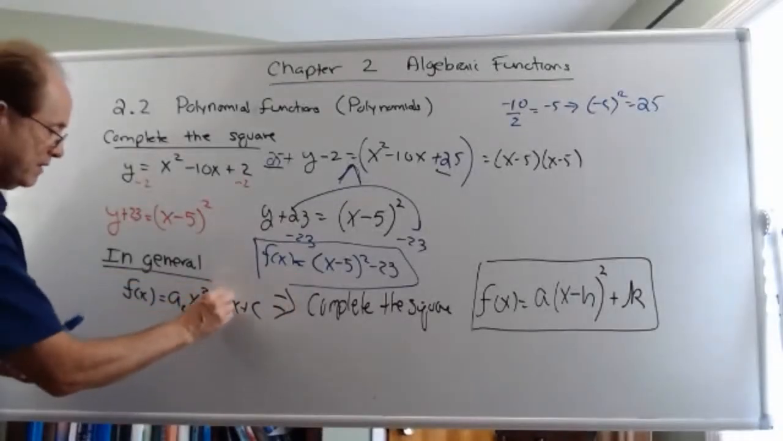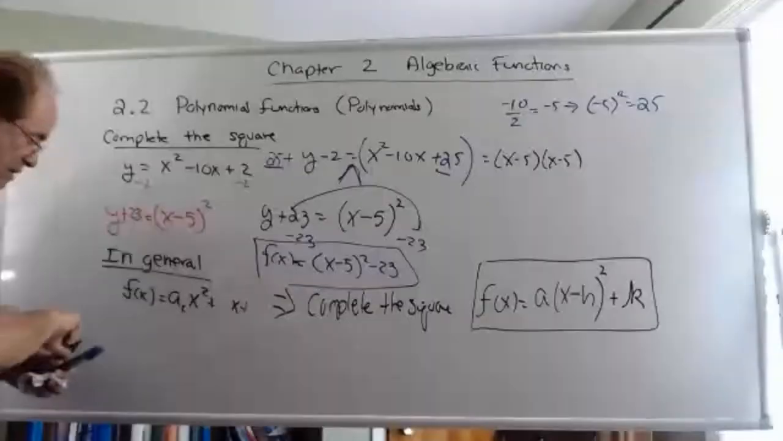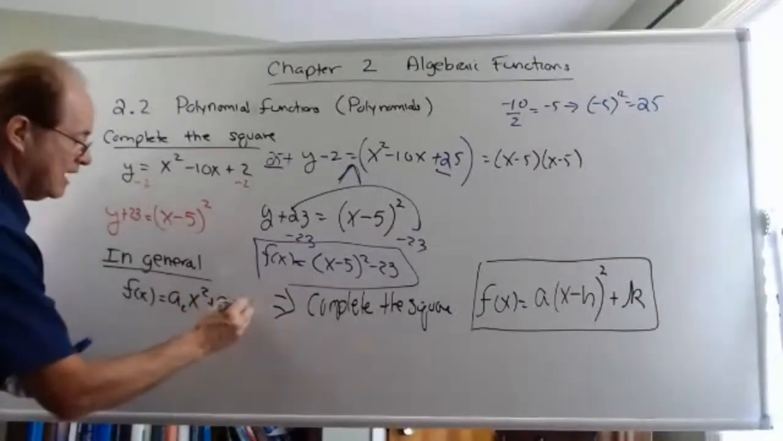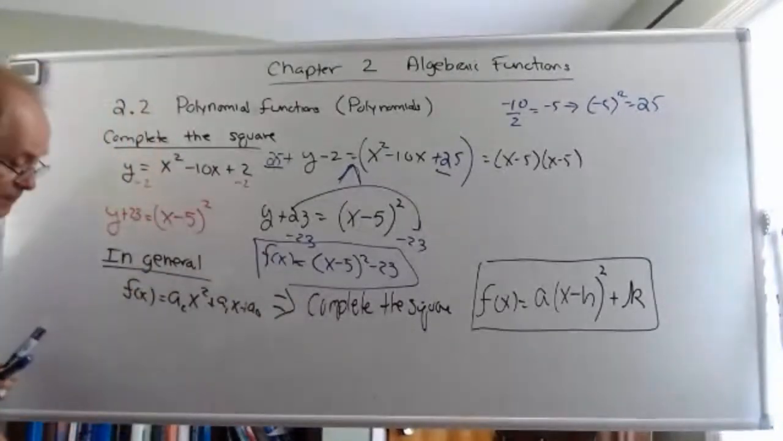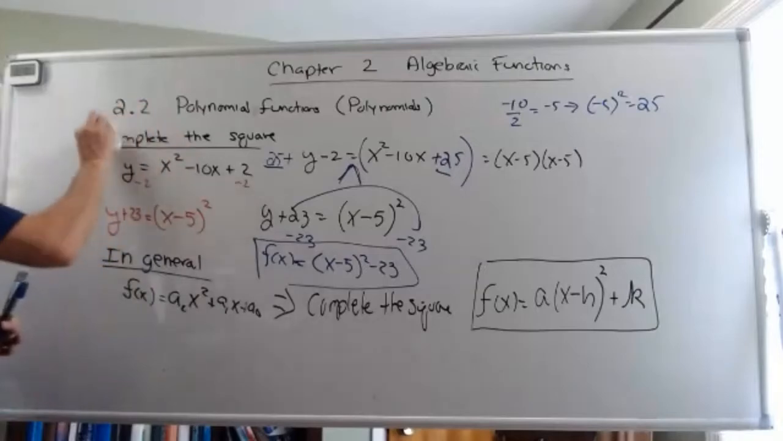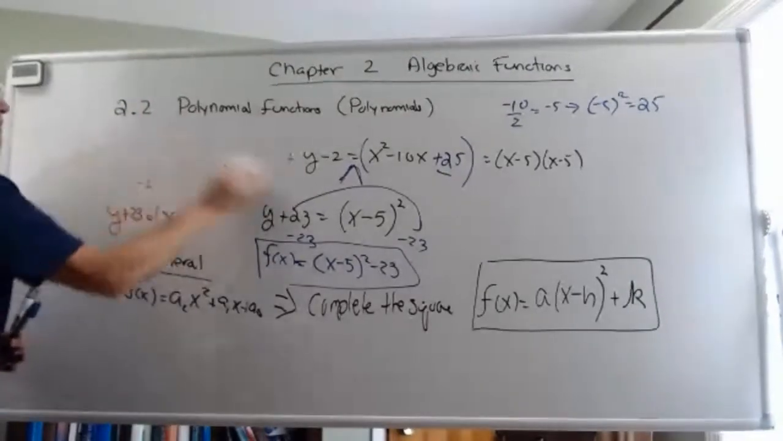Well, I'm going back to the original. It should be a1 plus a0, but that doesn't matter. I could call it ax squared plus bx plus c. It doesn't really matter. Okay, so let me continue on over here.